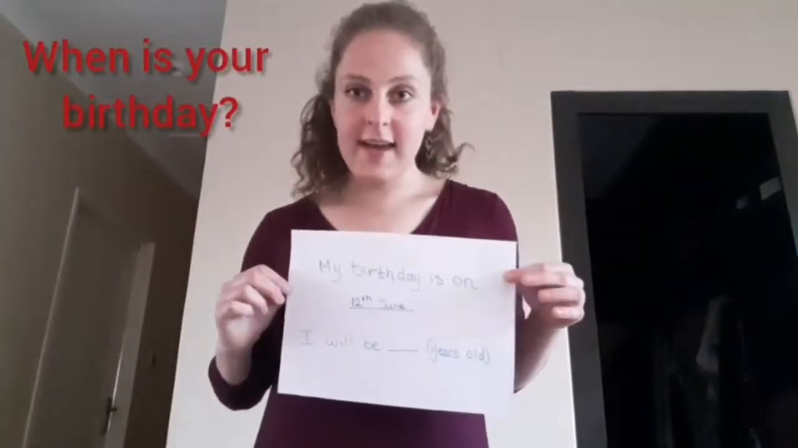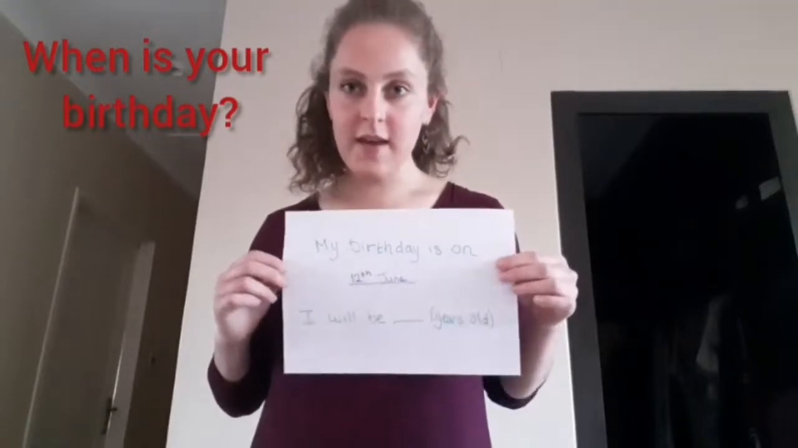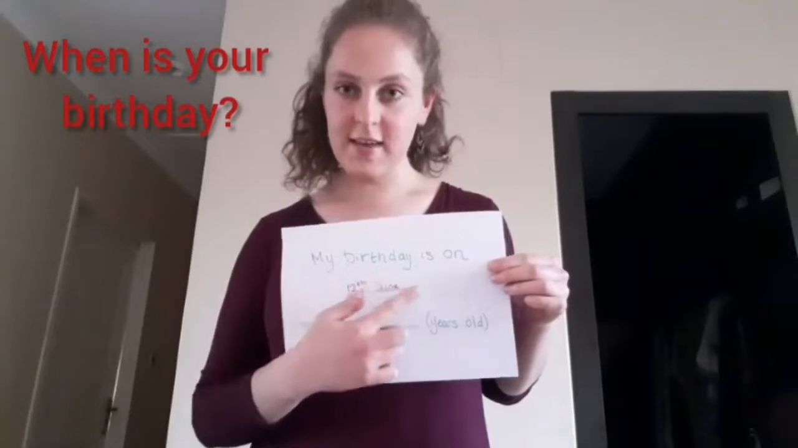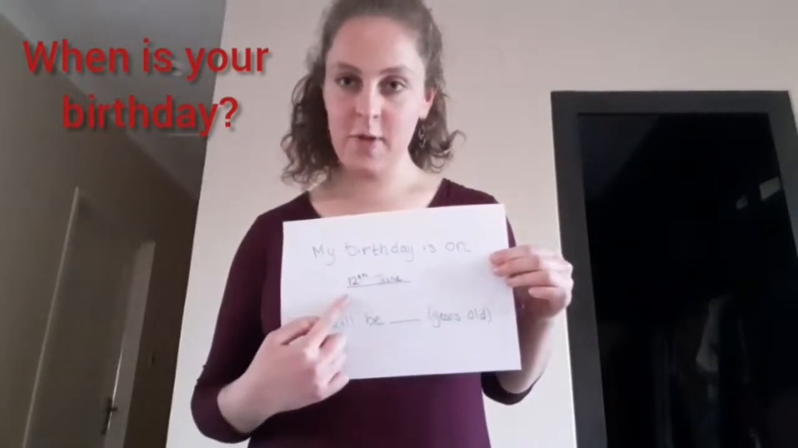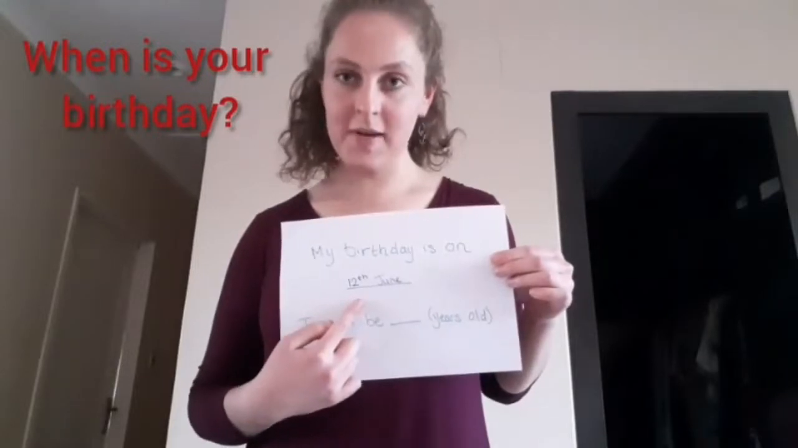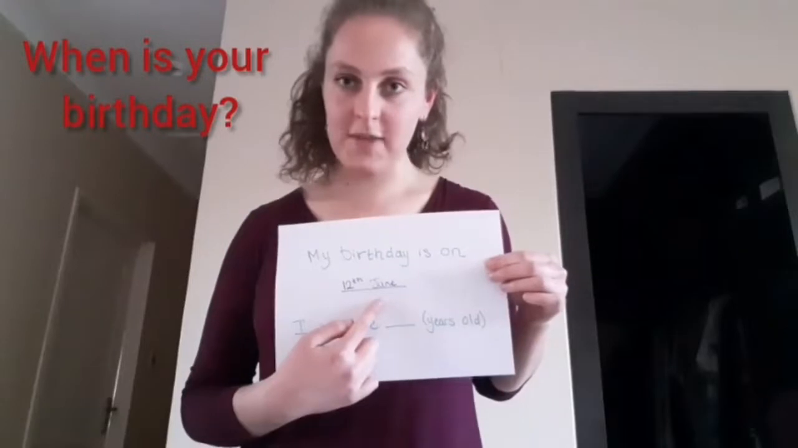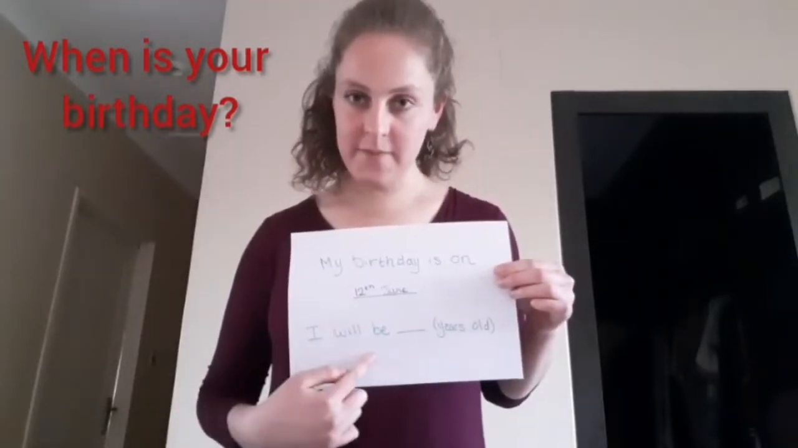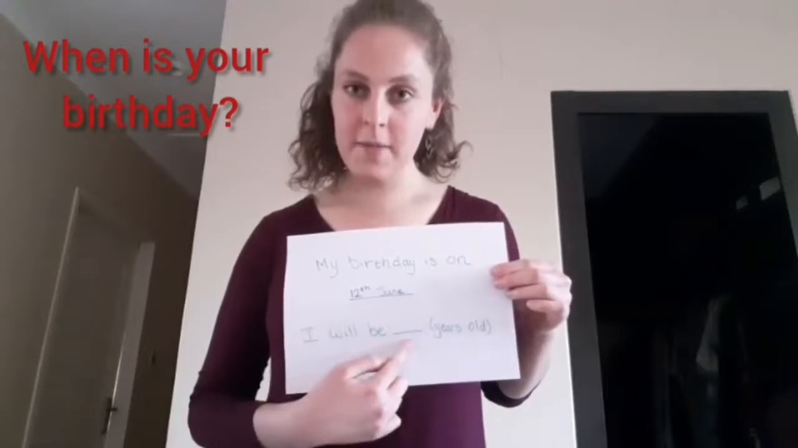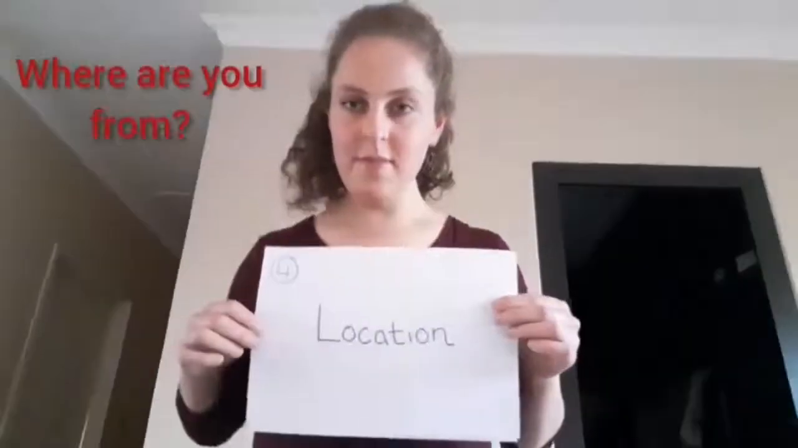Let's say you are 18, but it's going to be your birthday very soon. So you can say, my birthday is on, and you say the month. For example, 12th of, you must say of June, or April, or May, whatever month it is. Then you can say, I will be the number years old. But years old is optional.